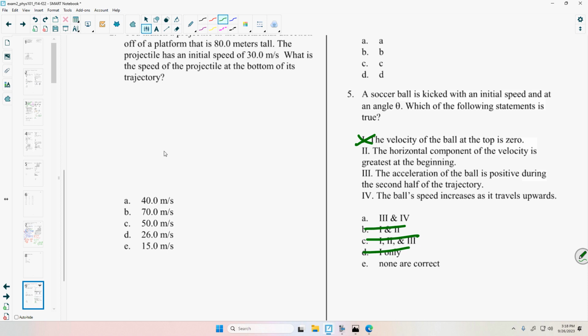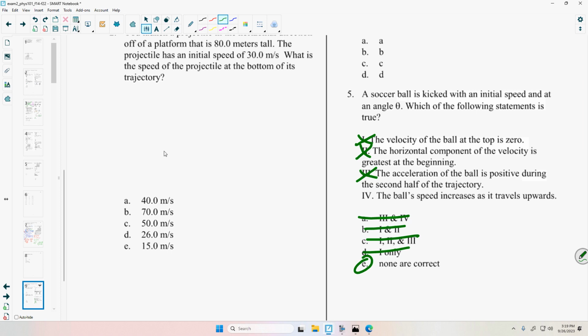The horizontal component of the velocity is greatest at the beginning. Well, we just said the horizontal component is always the same, so no, not true. The acceleration is positive. Acceleration is never positive. It's either 0 or negative, but it's never positive. So 3 is not right. That gets rid of that one, and so E has to be the right answer.